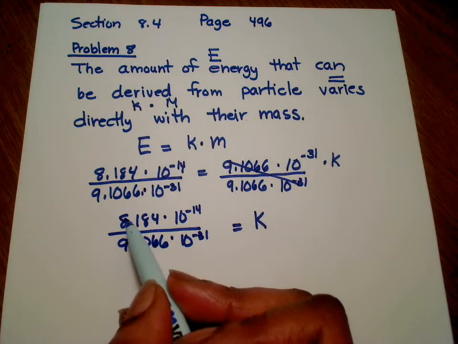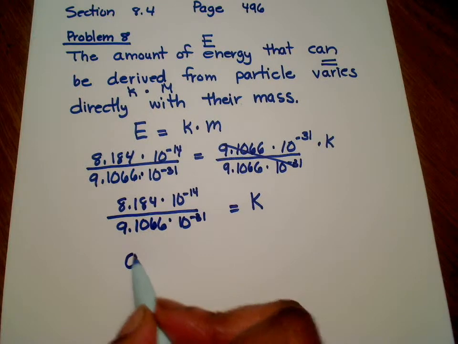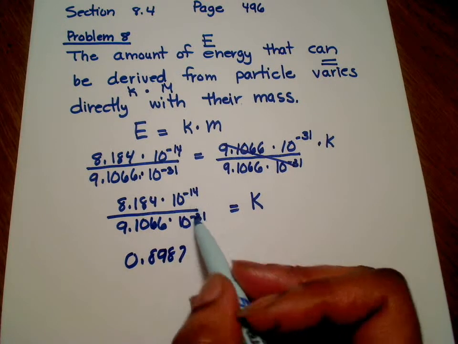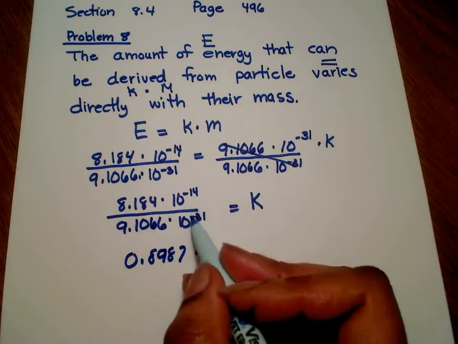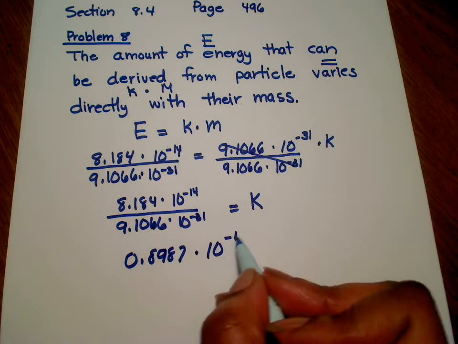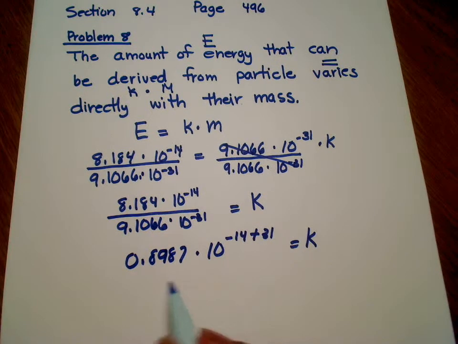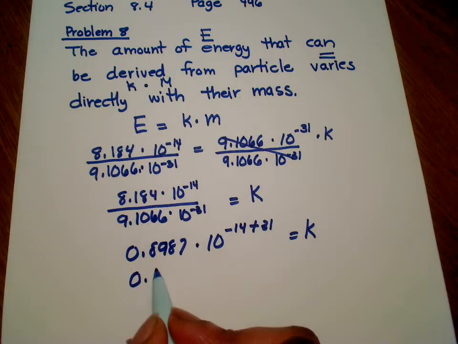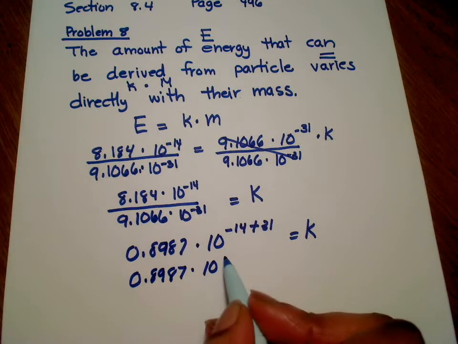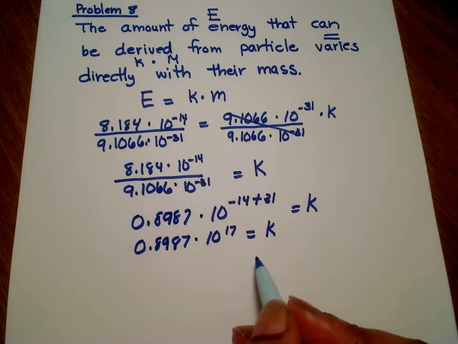Now what we want to do is simplify this more. Take your calculator and divide these two, and when you do that, you will end up with 0.8987. Now notice here we have the bases that are the same, and when they are the same, we're dividing, we can then combine them. So I have negative 14 plus 31 equal to K. Now what I have is 0.8987 times 10 to the 17th, and that's equal to K.